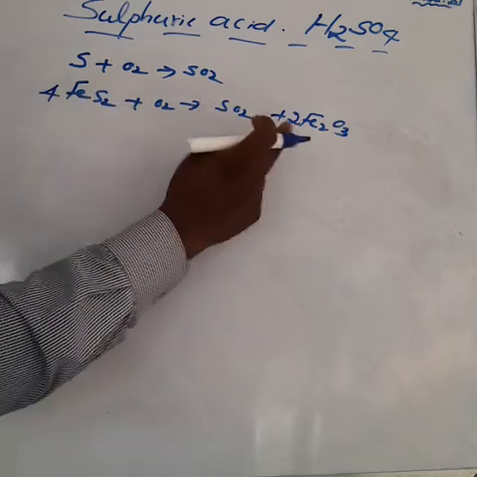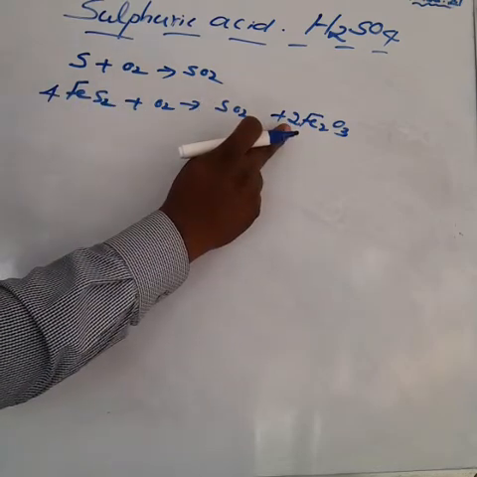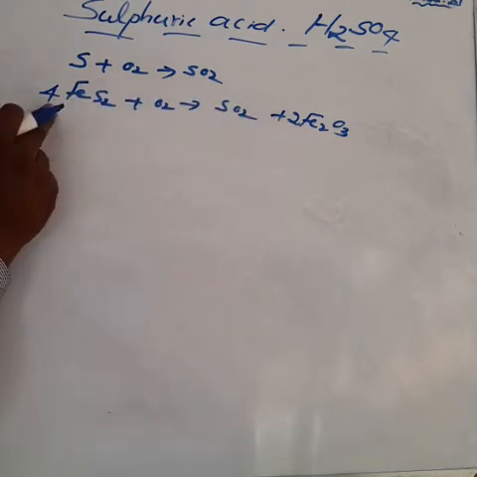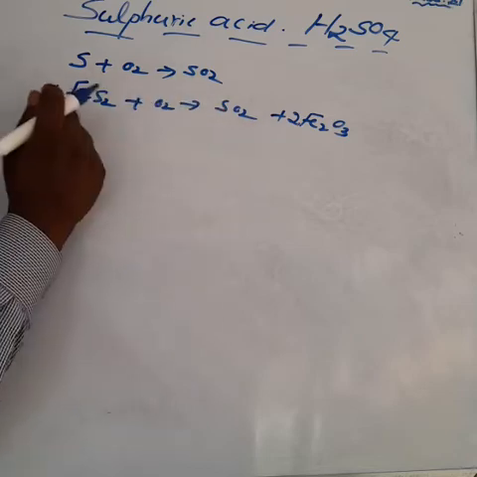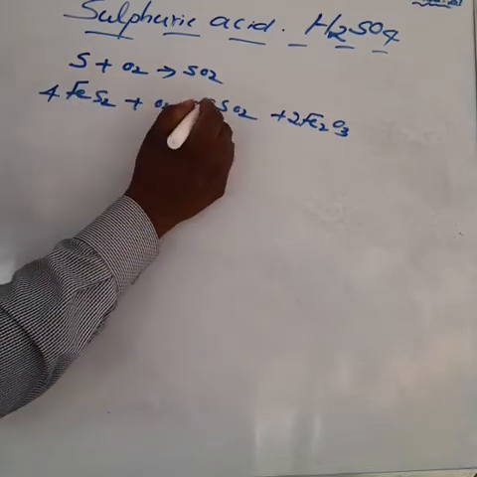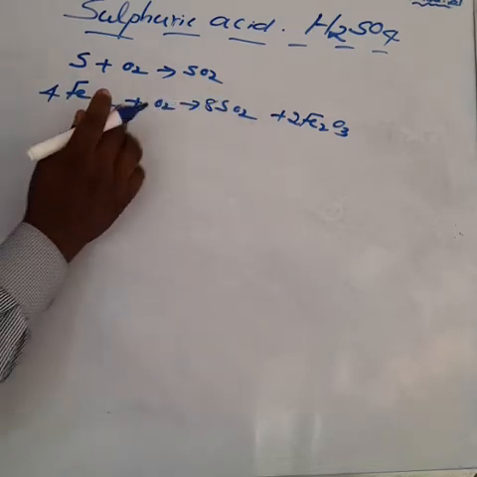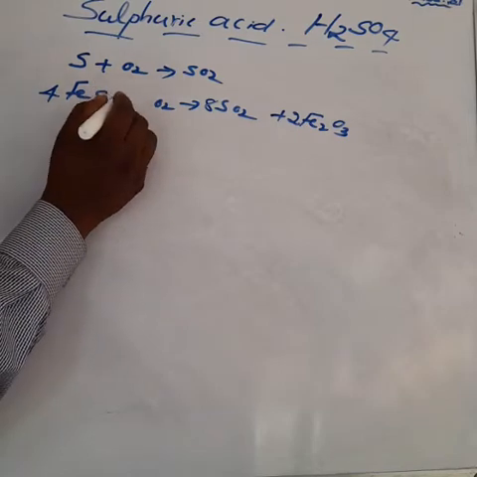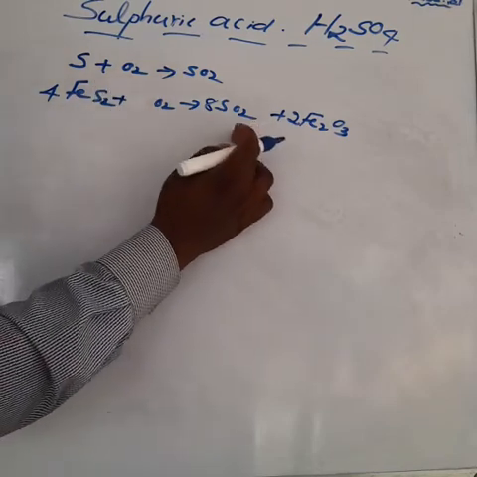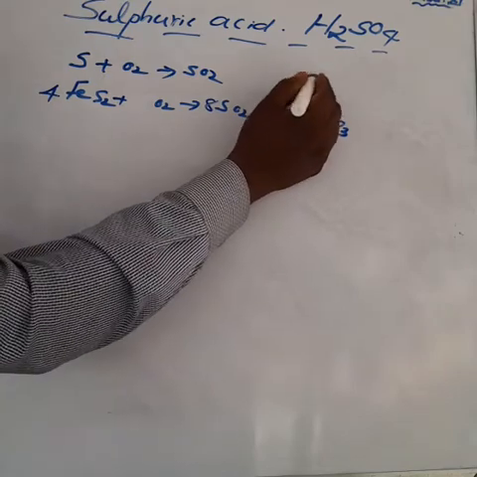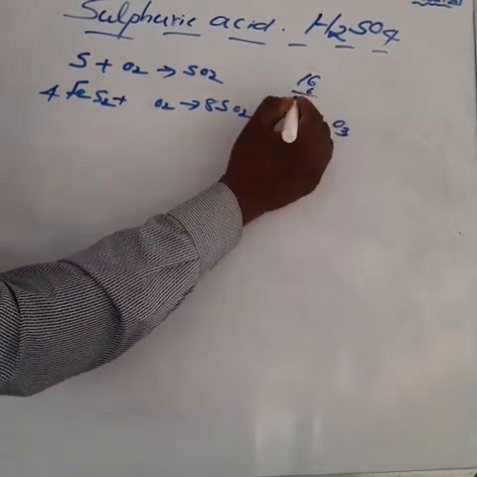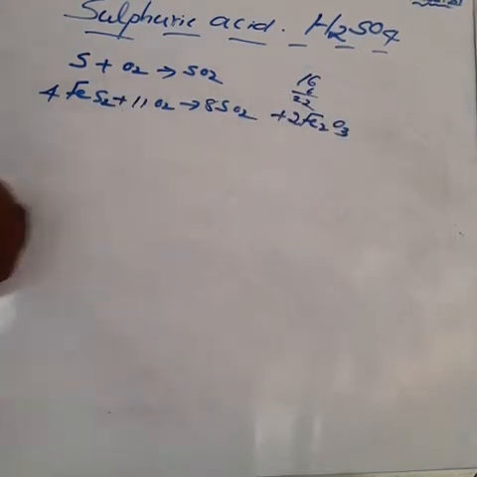First, on the product side, make it 2 Fe2O3. So how much iron is there? 4 iron, so make it 4 FeS2 on the reactant side. Now count the sulfur, how much sulfur is there? 4 into 2 is equal to 8. So make it 8 sulfur dioxide on the product side. Then we can count the oxygen. 8 into 2 is equal to 16. 16 plus 6 is equal to 22. So make it 11 O2, which is equal to 22. Am I right?